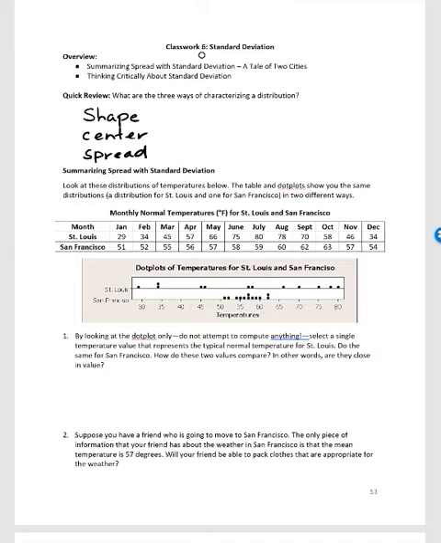temperature value that you feel represents the typical normal temperature for St. Louis. So looking at these temperatures in the top row, just eyeballing it, try to identify one temperature that you would choose to represent the typical St. Louis normal temperature. Once you've done that, I want you to do the same thing with San Francisco. Look at those San Francisco temperatures, and just by eyeballing it, not calculating anything, try to find a temperature that you feel represents the typical normal temperature in San Francisco.